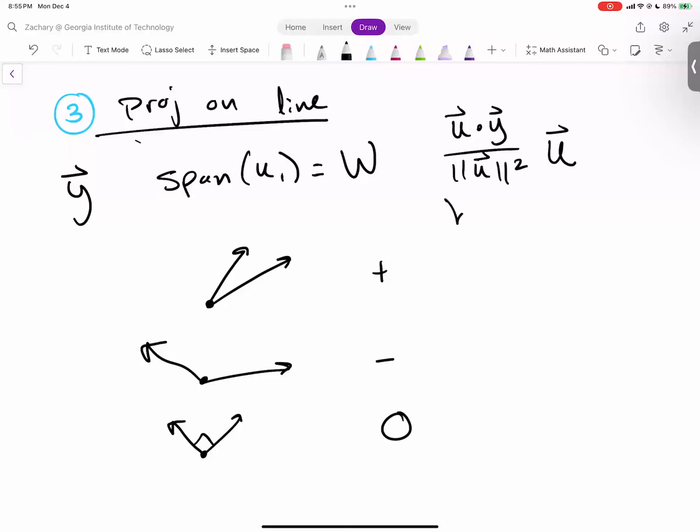Always the exact same thing. What this basically boils down to is that this is just some constant that we're multiplying u by to see where it is on this line spanned by u. Because the span of u is the same thing as saying any number multiplied by u, and we're finding what that particular number is in this case.